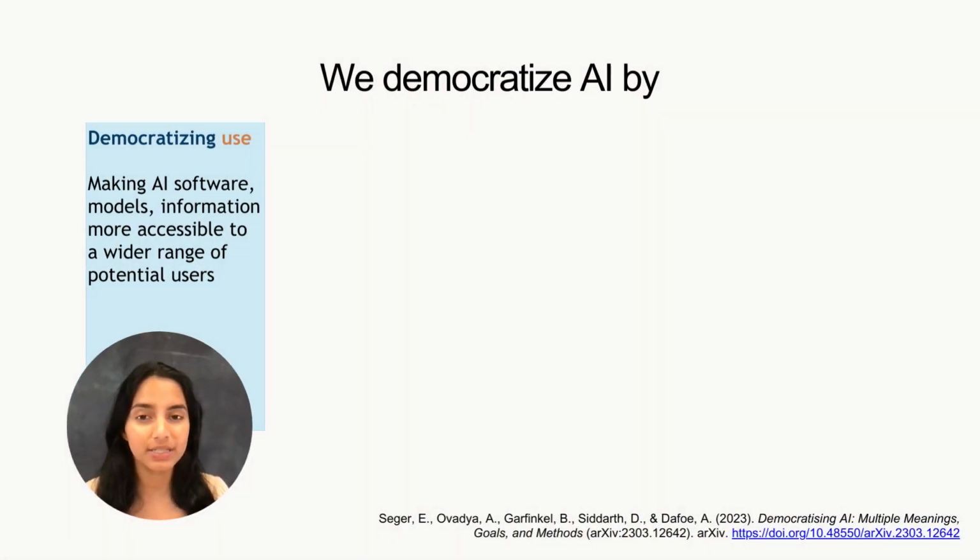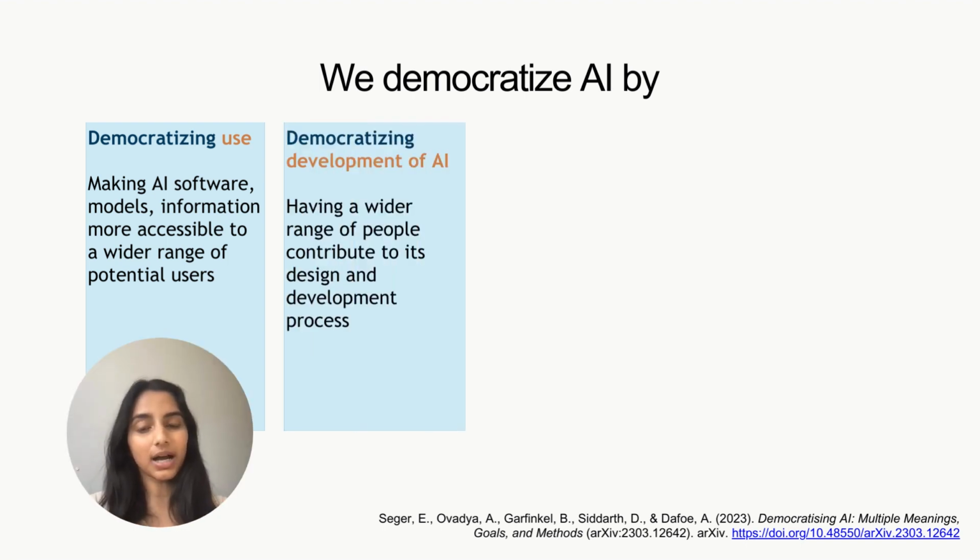There are 4 ways to democratize. In ICICLE, all 4 are relevant. Democratizing use means that effort is made to make AI tools more accessible and usable to a wider range of users. Democratization applies to the development of AI as well. Users should actively participate in the design and development of AI tools.